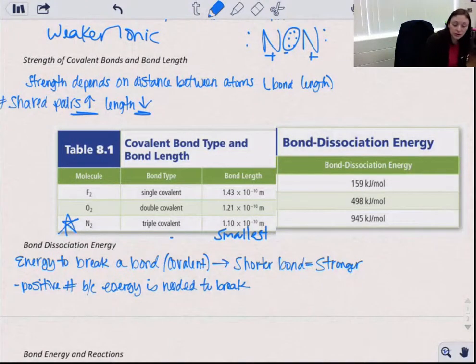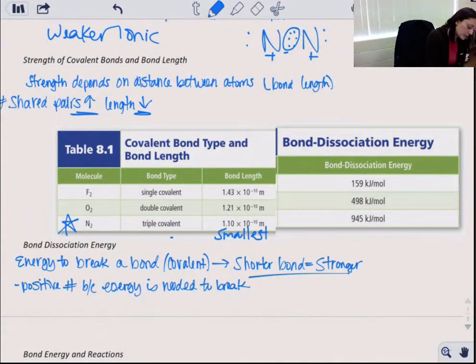Okay, bond dissociation energy is just the energy to break a bond, and we're talking about a covalent bond when we deal with these, not ionic. Breaking an ionic bond is a lattice energy. Breaking a covalent bond is a bond dissociation energy. Same thing with a different name. Okay, the shorter bond is also the stronger bond.